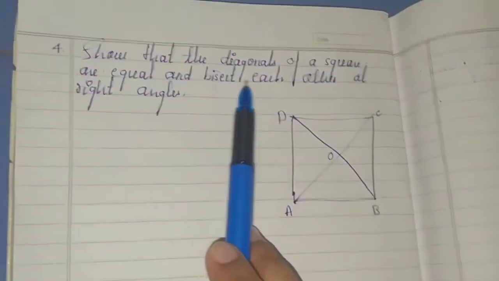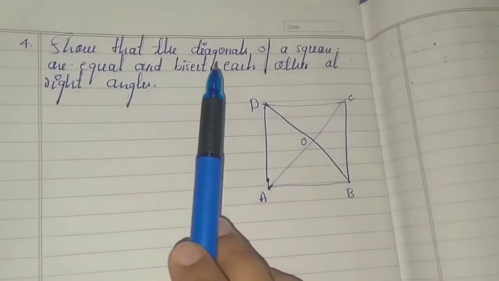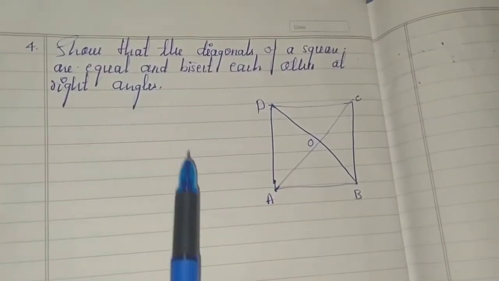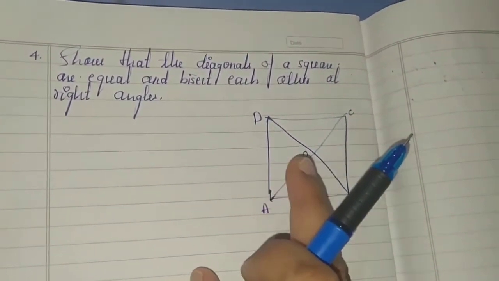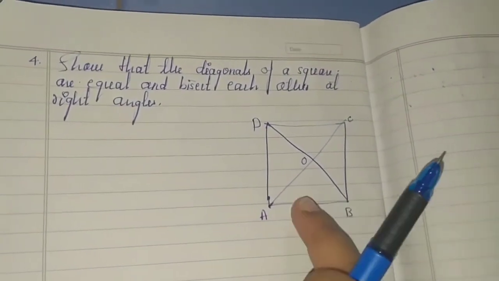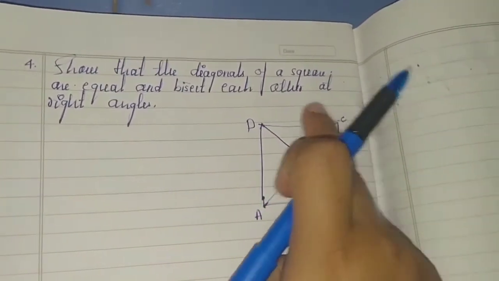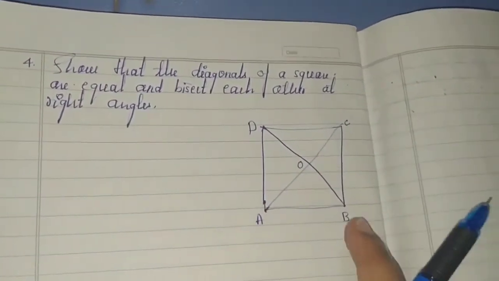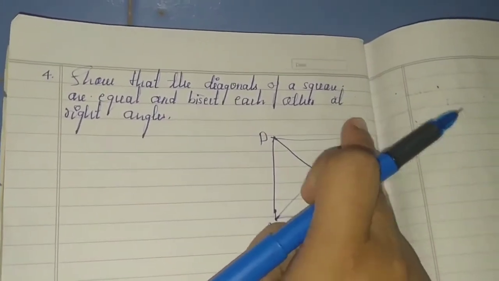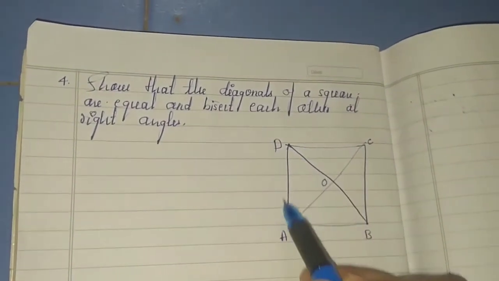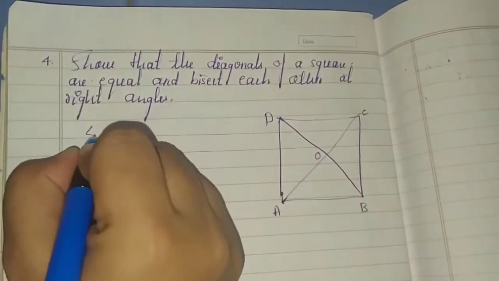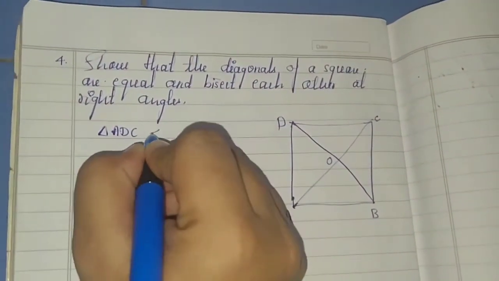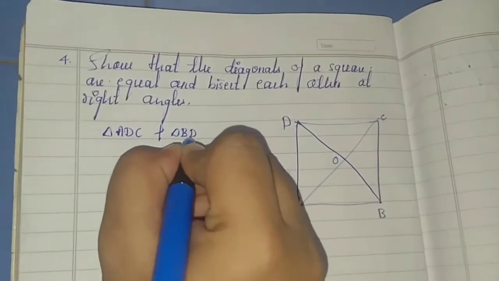Show that the diagonals of a square are equal and bisect each other at right angles. Okay, so let us consider a square ABCD. Here you have to consider triangle ADC and triangle BDC.